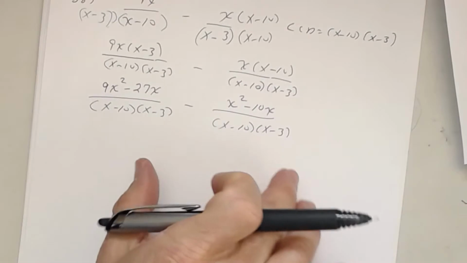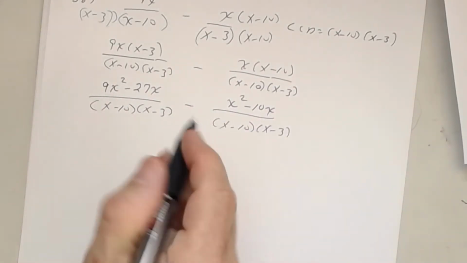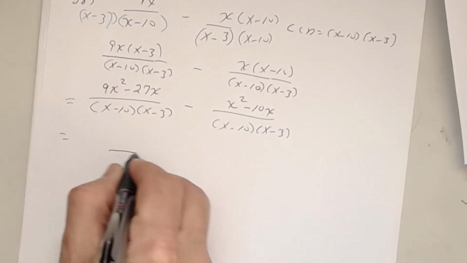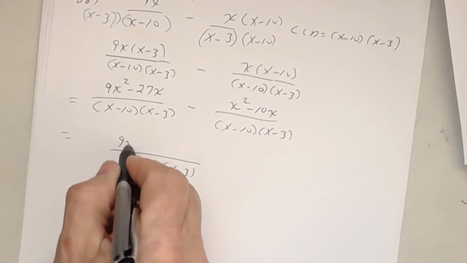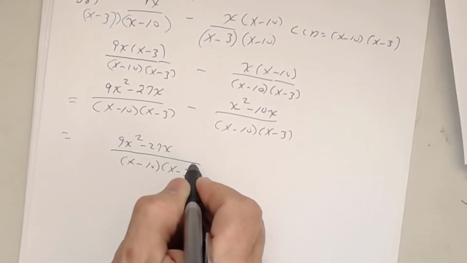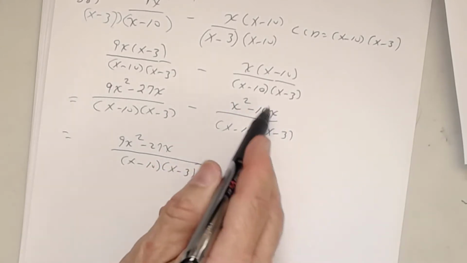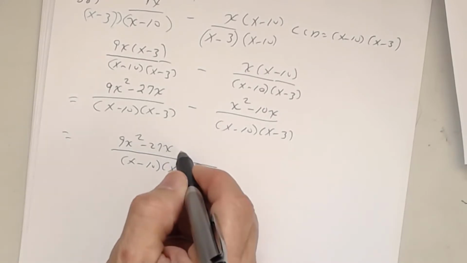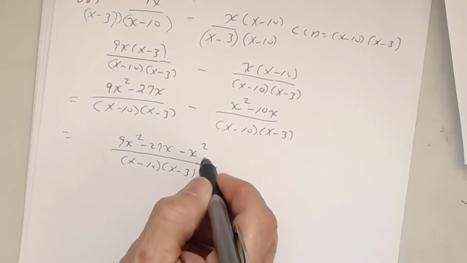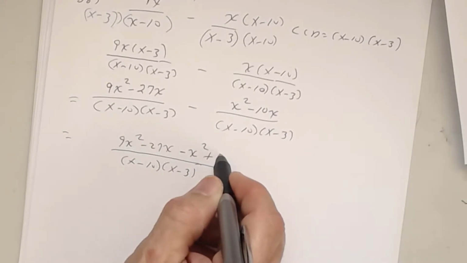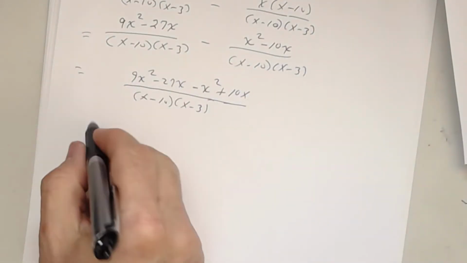Now I'm going to do what? Make it one fraction. So I'm going to say 9x squared minus 27x. And now I'm subtracting every term in the numerator. So what does that become? Minus x squared plus 10x. Now combine like terms. What's the numerator?